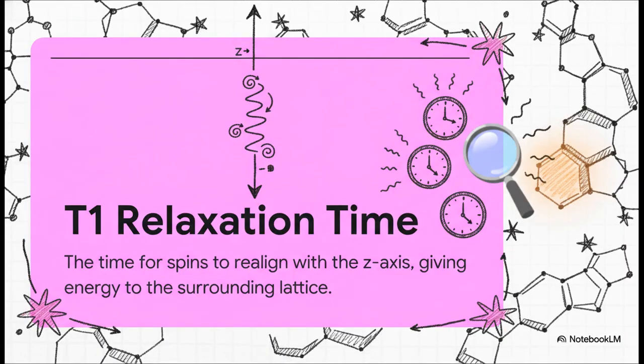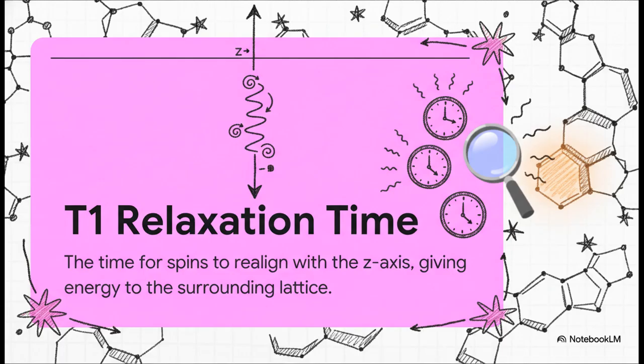So T1 is our time constant, and it goes by a few different names, and honestly, each one gives you a little clue about what's physically happening. Longitudinal relaxation is pretty obvious. It's recovery along the z-axis. Thermal relaxation tells us the protons are just trying to get back to thermal equilibrium, but my favorite is spin lattice relaxation. It perfectly describes what's going on. The spins are literally handing off their extra energy to the surrounding molecular lattice.